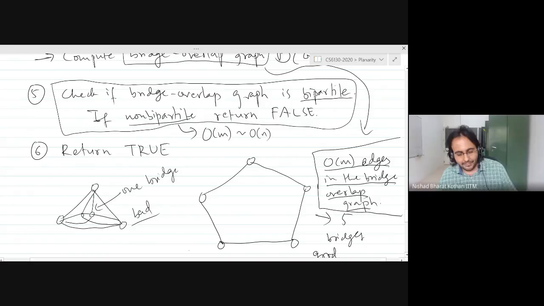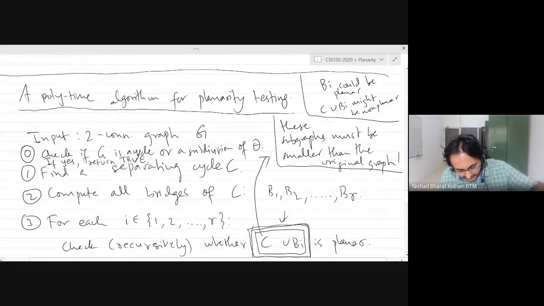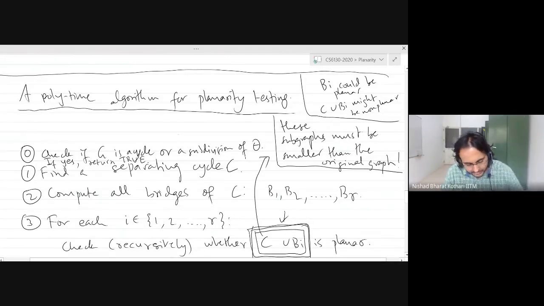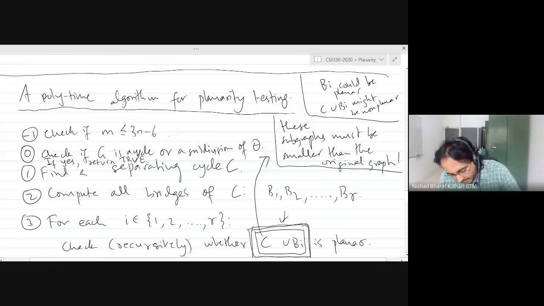We don't know if it's planar. So we are going to put one more step, Step -1 of this algorithm. Check if the number of edges of the graph is less than or equal to 3n minus 6. And if not, return false.